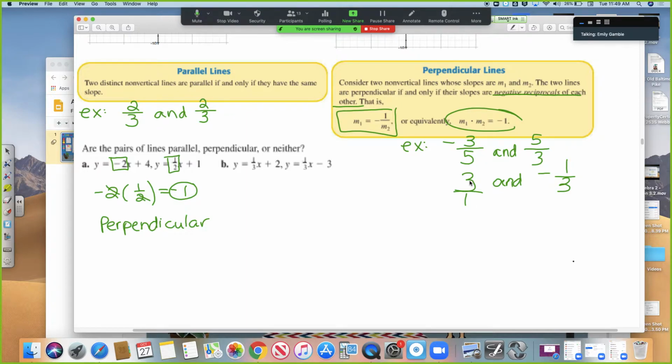Yeah, you just multiply them. If you get negative 1, then that would be perpendicular. Well, you wouldn't do that for the next one. The next one, I can just see that both of these slopes are 1/3, so these would be parallel.